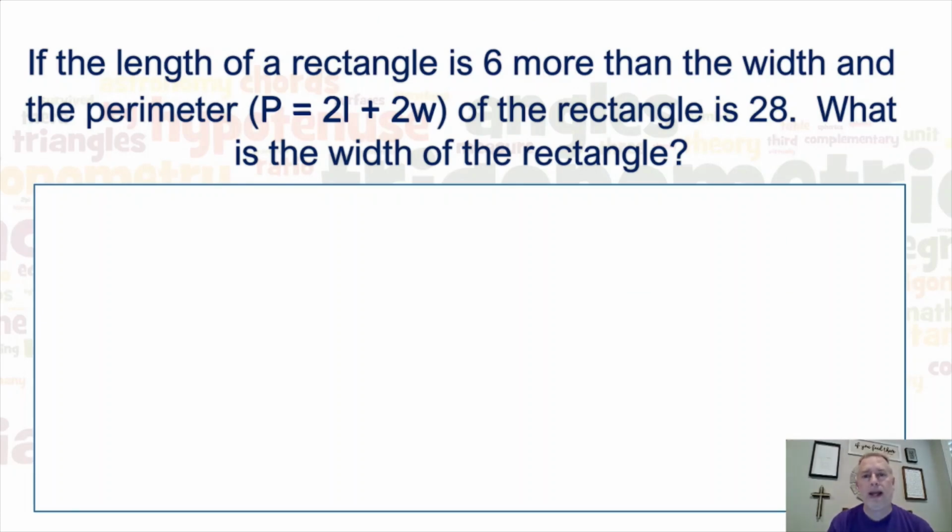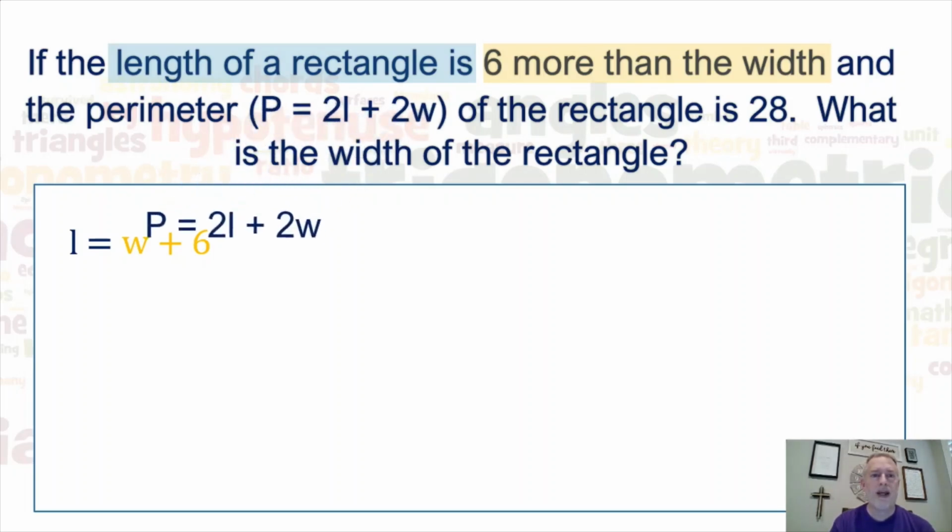The length of a rectangle is 6 more than the width, and the perimeter, hey, that's nice, they gave us the formula. Perimeter is equal to 2L plus 2W. The perimeter of the rectangle is 28. What is the width of the rectangle? When I read this again, the length of a rectangle is, so I just put L to represent the length, and is means equals. 6 more than the width. 6 more than, that's addition. So I'm just going to say 6 plus W, or you could write it the other way, W plus 6.